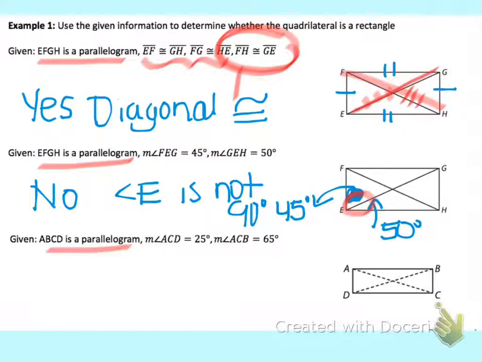Okay, so then the last example here, so ABCD is a parallelogram. So again, it's given that it's a parallelogram. And then they give us this information, that ACD, so let's see, ACD, that's this little angle right in there, is 25. And angle ACB, so ACB, this angle right here, is 65 degrees. That's all they give us, and we want to know, is this enough to be a rectangle? So yes or no in the chat.